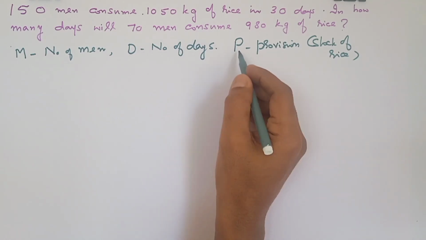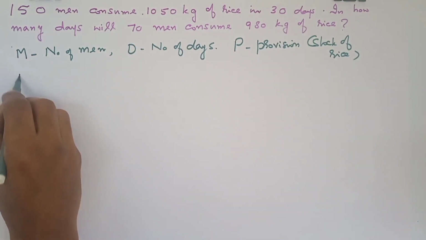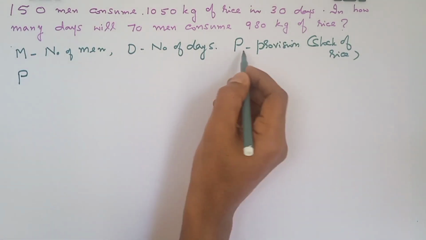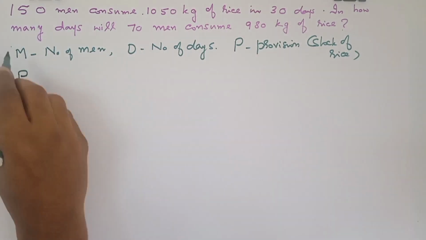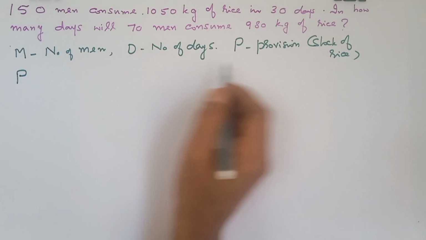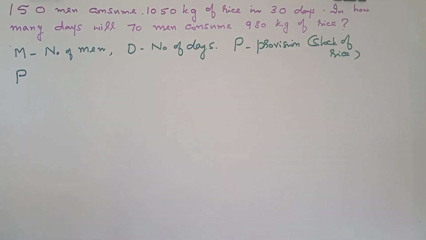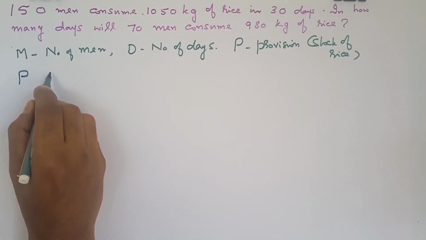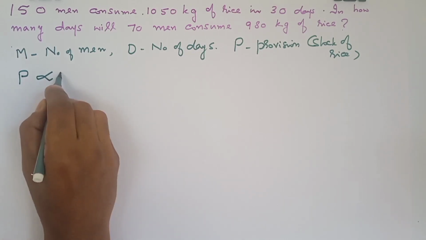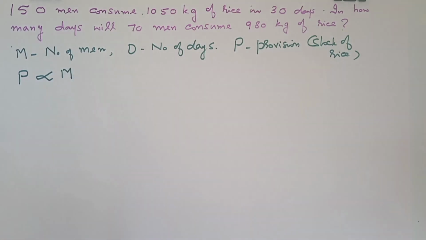Now let's choose the last variable P and find out its relationship to M. Let's find out the relationship between the number of men and the provision. If you have more men, obviously you need more provision. Rather, provision is directly proportional to the number of people, which is denoted by M.